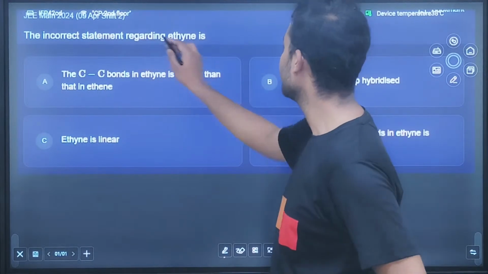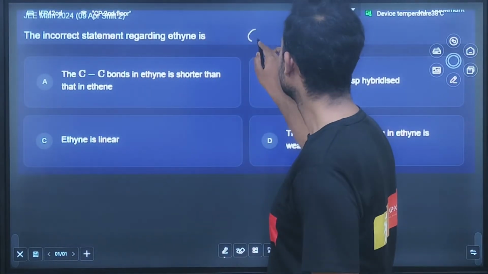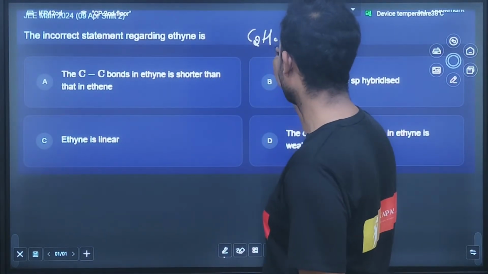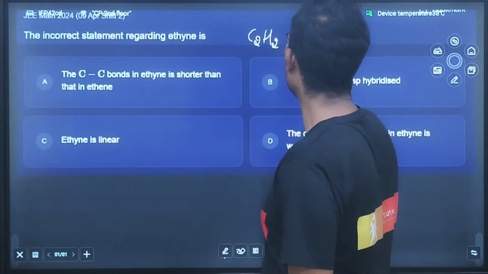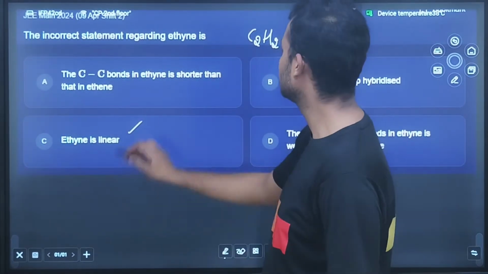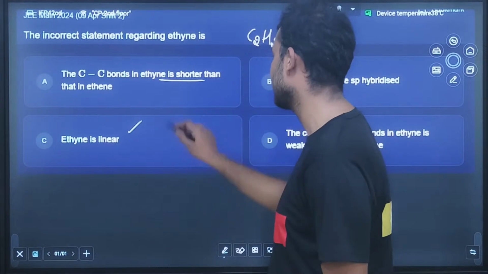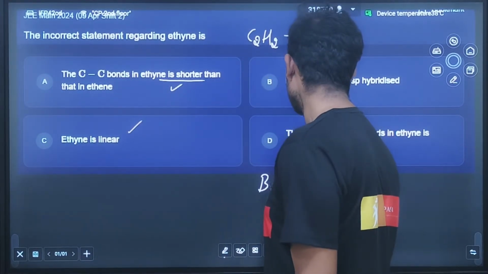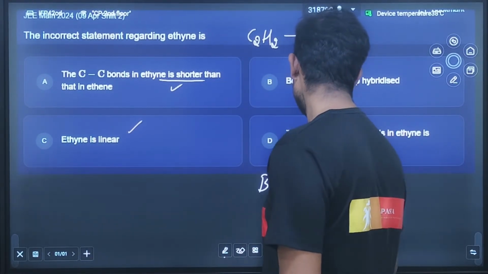Ethyne molecule. What is the ethyne molecule? Let's take it as C2H2. It is linear, with sp hybridization. That is correct. The C-C bond of ethyne is shorter than ethene. Why? If bond order is more, bond length is less.